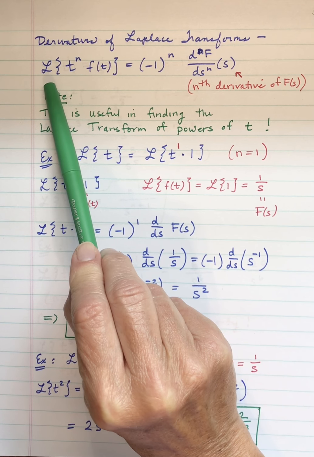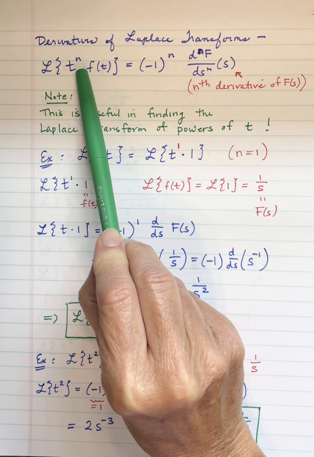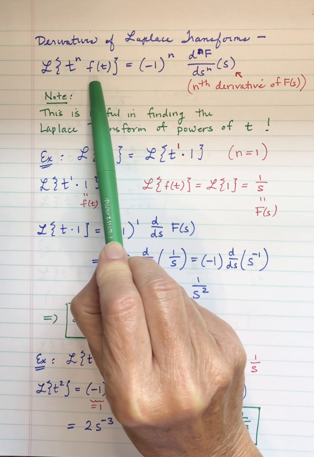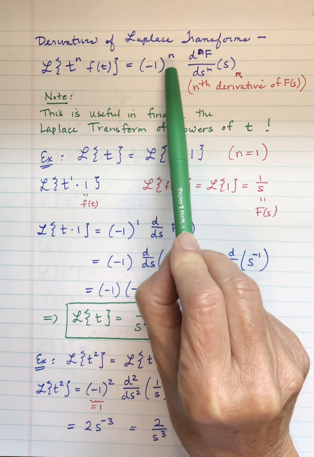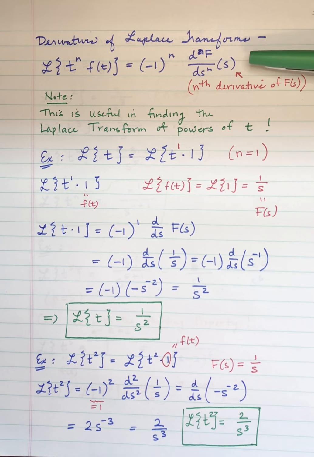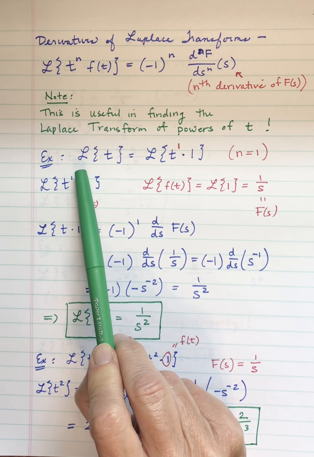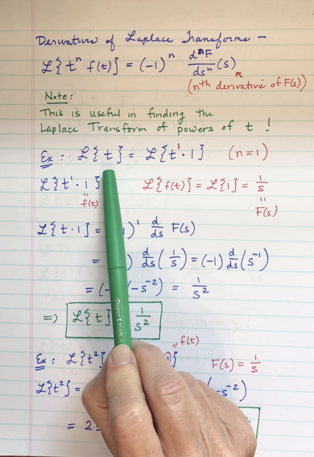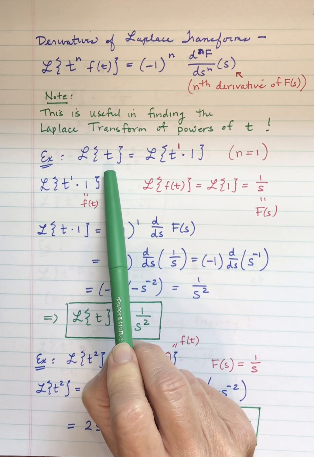So if we have the Laplace transform of t raised to a power, let's say that's an integer power, times a function little f of t, it's defined as negative 1 to the nth power times the nth derivative of F of s, where F of s is the Laplace transform of little f. So let's just see how this works. Let's say I want to find the Laplace transform of t. Now this is a way of finding the Laplace transform of t without using the definition.